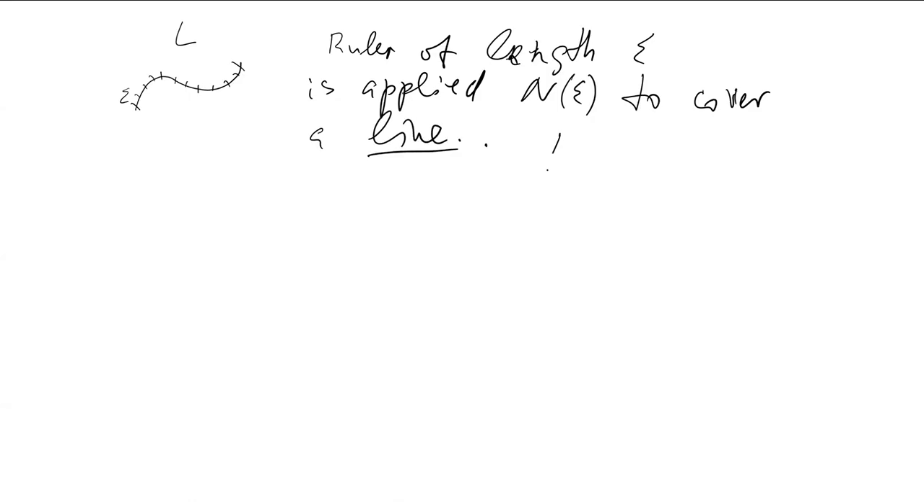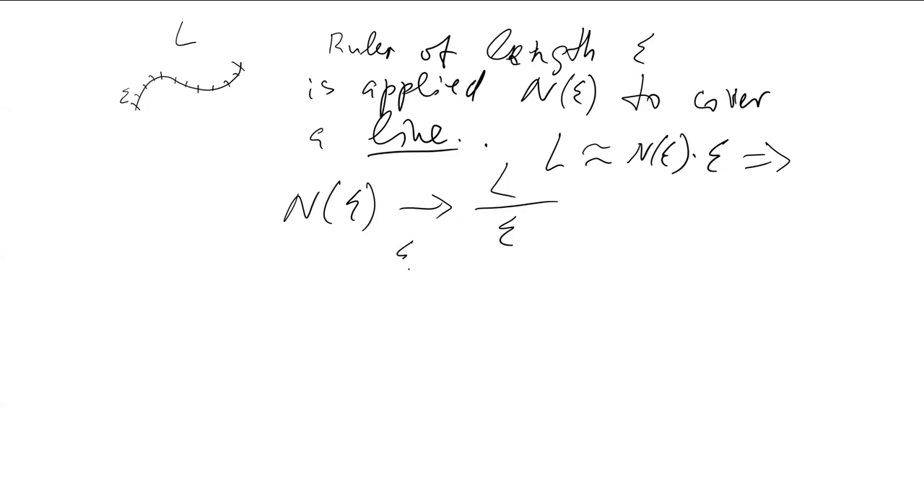And then we can say that L can be estimated as n of epsilon times epsilon. And from here we can say that n, the function of epsilon, tends to L over epsilon when epsilon tends to 0. I will put it like this: L over epsilon to the power of 1.